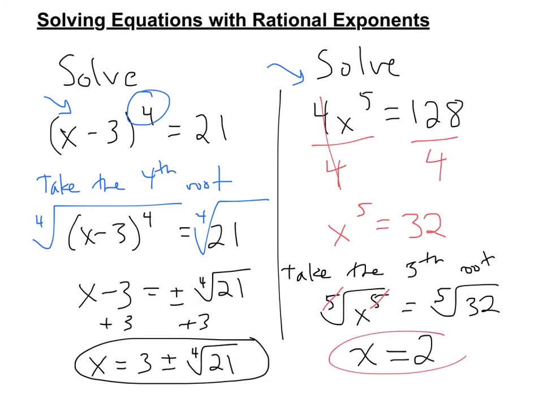Now, we don't need plus or minus in the case of an odd root because there can only be one sign that works. If we took negative 2 here and raised it to the fifth power, it would give us a negative result. Whereas if we took positive 2 and raised it to the fifth power, it gives us the positive result, which is what we desire. We want 32 to be positive. So you don't have to worry about plus or minus when you're taking an odd root. But when you're taking an even root, you must have that plus or minus symbol.